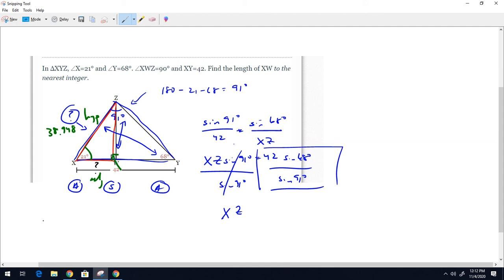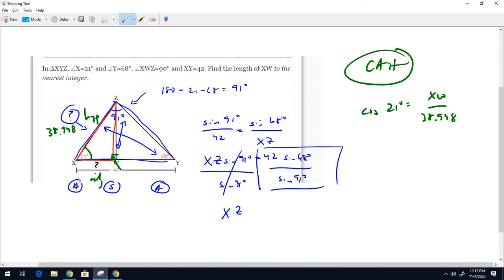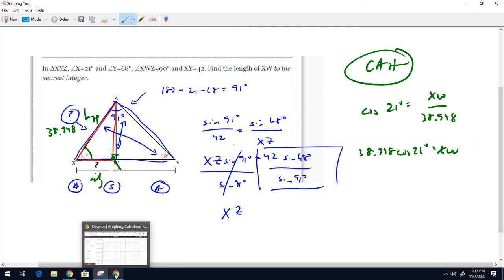So again, adjacent, hypotenuse, this is again a cosine problem, CAH, right? So CAH TOA. So cosine of 21 degrees equals my adjacent side, which is XW, over my hypotenuse, which is 38.948. Let me just double check that 38.948 again. Yep, 38.948. I will multiply both sides by 38.948 to get 38.948 cosine of 21 degrees equals XW. And that's when you need to type in 38.948 cosine of 21 degrees.